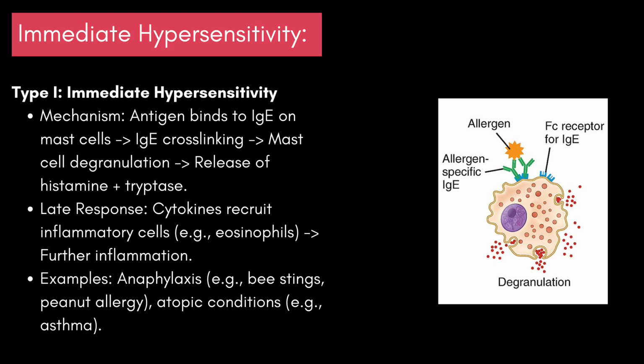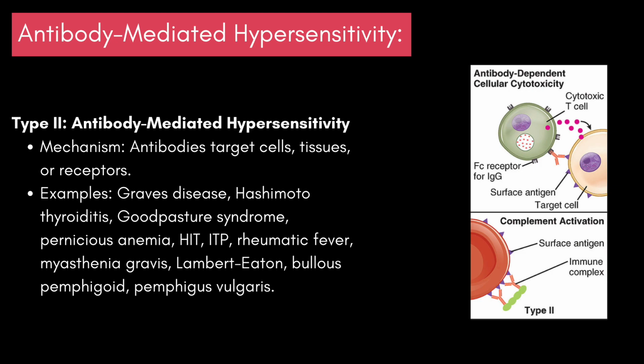Further inflammation. Examples: anaphylaxis, for example, bee stings, peanut allergy. Atopic conditions, for example, asthma. All right, moving on. Next topic, type 2 hypersensitivity, also known as antibody-mediated hypersensitivity.